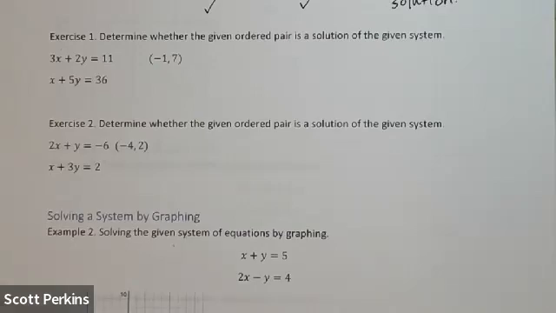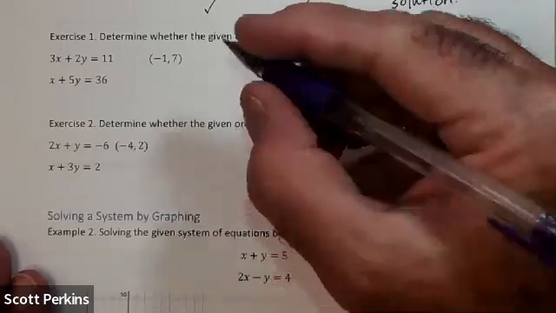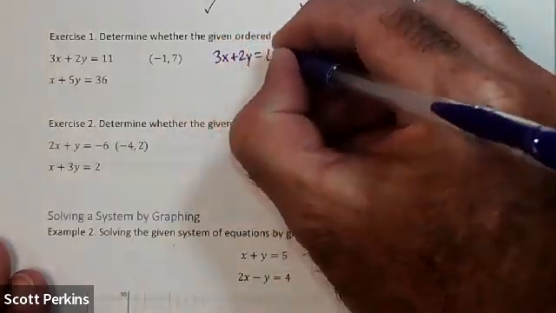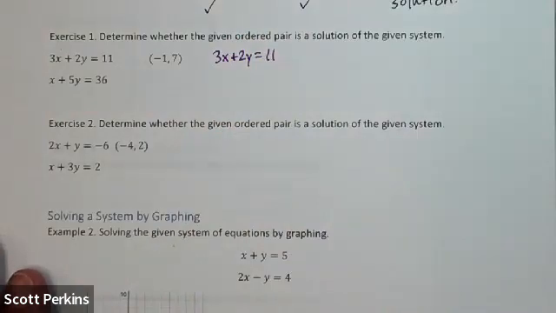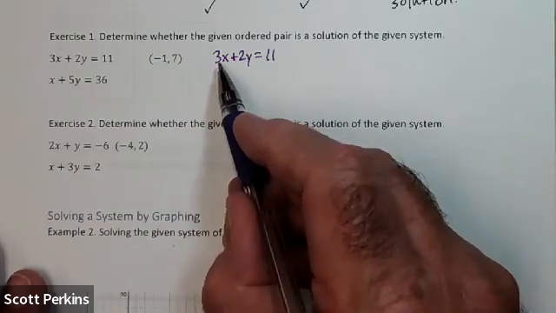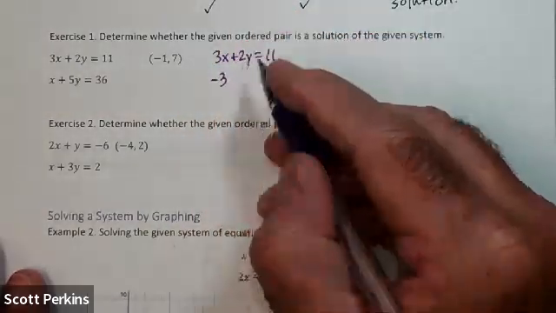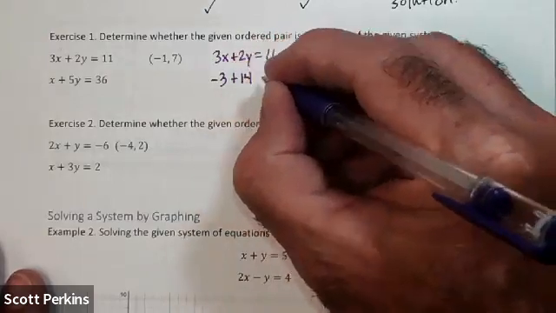All right, let's see how you did. Let's see what the answer is. So the top equation is 3x plus 2y equals 11. So I'm going to plug in x is -1 and y is 7. So if x is -1, 3 times -1 is -3. If y is 7, 2 times y is 14.